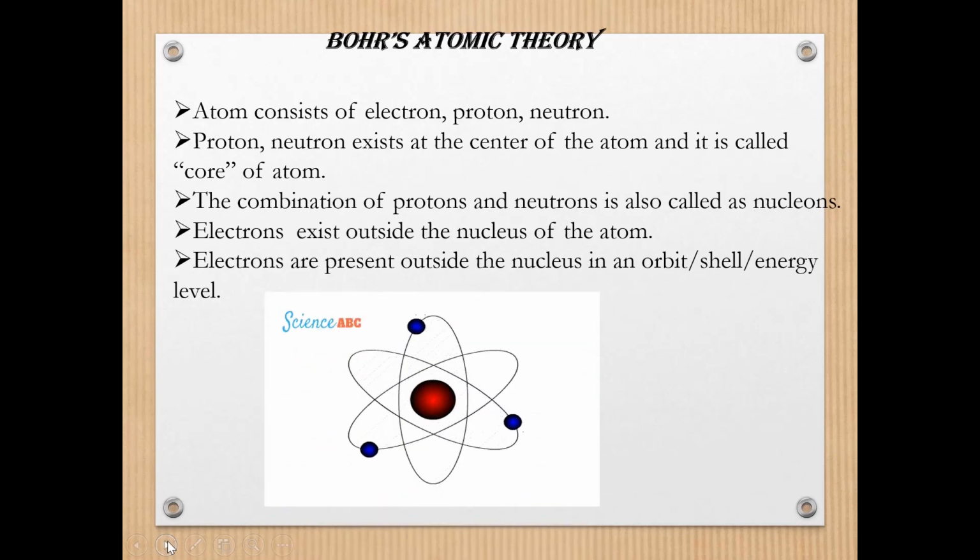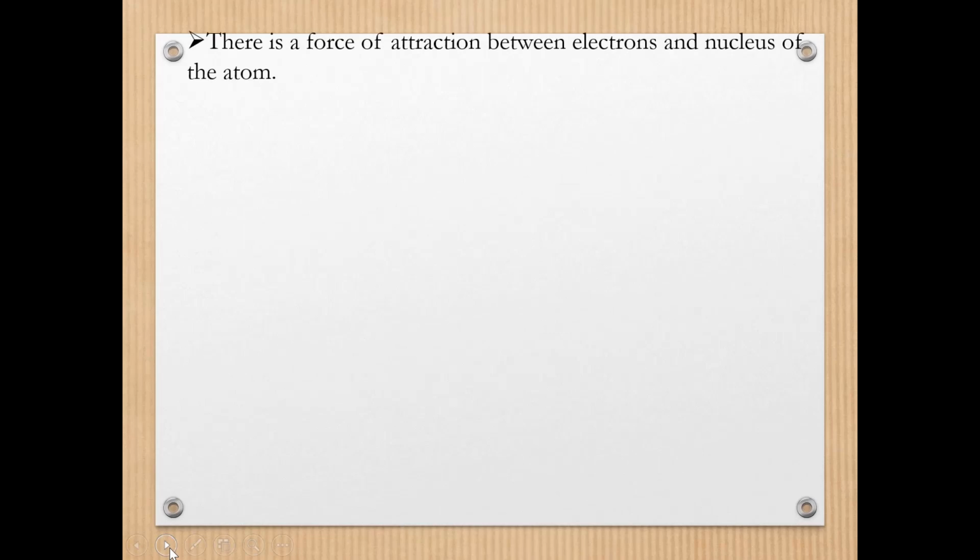You can pictorially visualize this. Here, this is the nucleus. It consists of neutrons and protons, and the electron is revolving around the nucleus. There is a force of attraction between the electrons and the nucleus of the atom because they have two opposite charges. This force is called the Coulombic force.